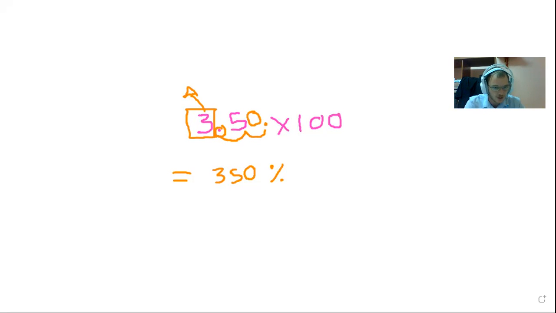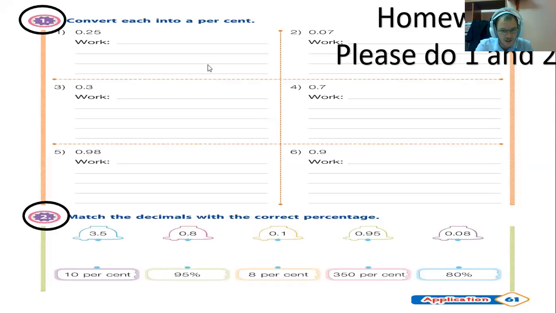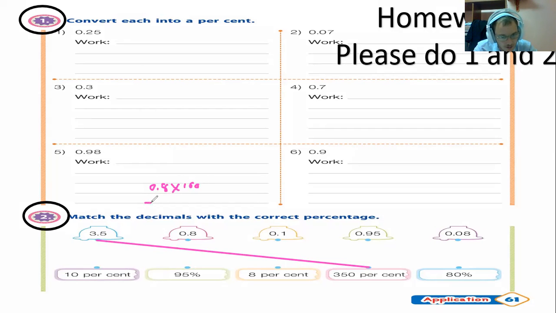So going back to our questions, 3.5, like we said, equals 350%. And we have a 350% over here. So then we match them together. For 0.8, we can calculate 0.8 multiplied by 100 equals 80%. So go and find 0.8, find 80%. We have 80% over here, and we match them together.